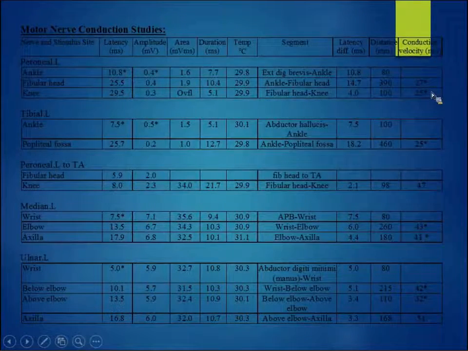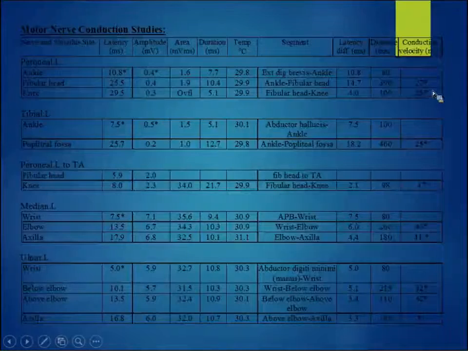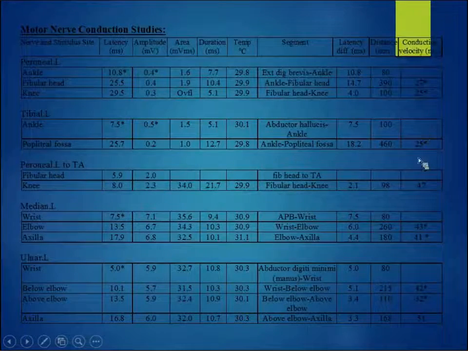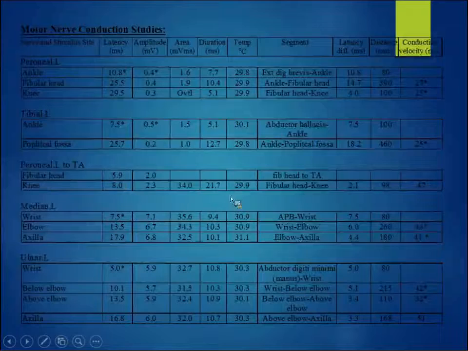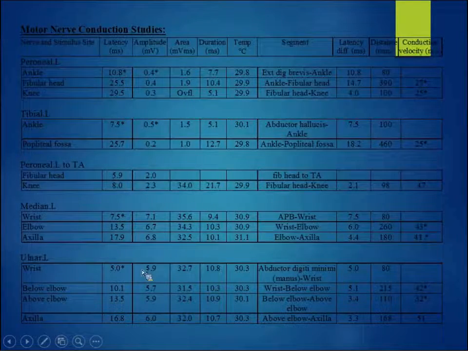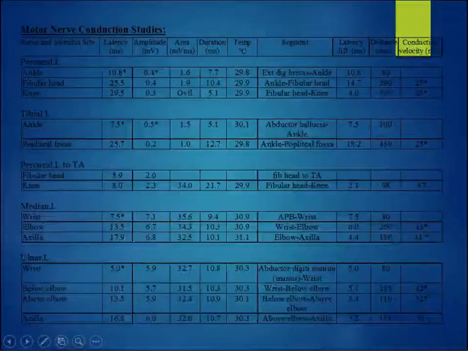They should be at least 36 meters per second, and he's in the 20s in the legs. And then in the arms, he's in the 40s and 30s. Typically, those are roughly greater than 46, greater than 50 meters per second. And the responses in his arms, the amplitudes are normal, and there's just signs of demyelination.